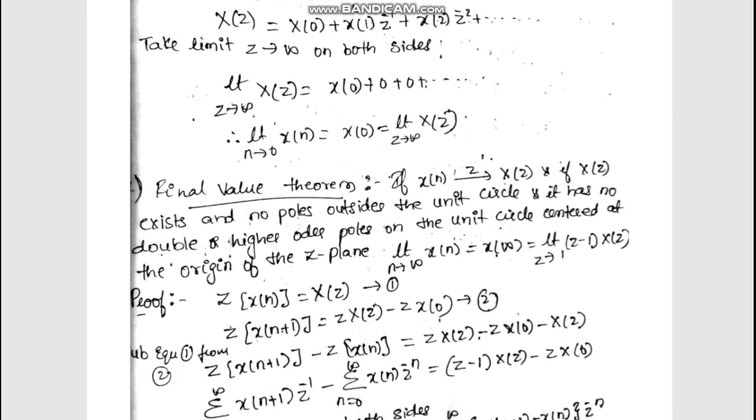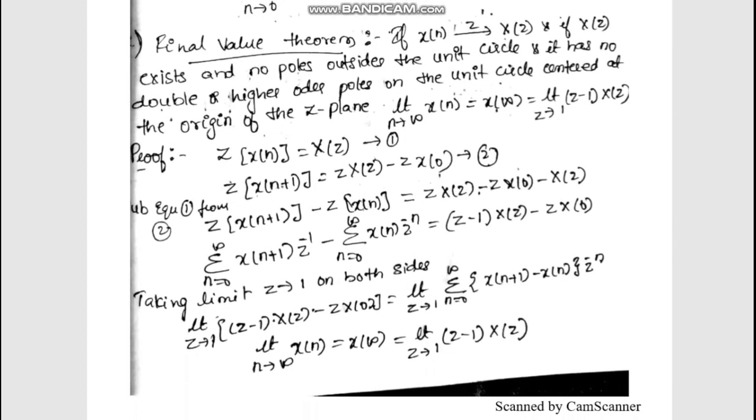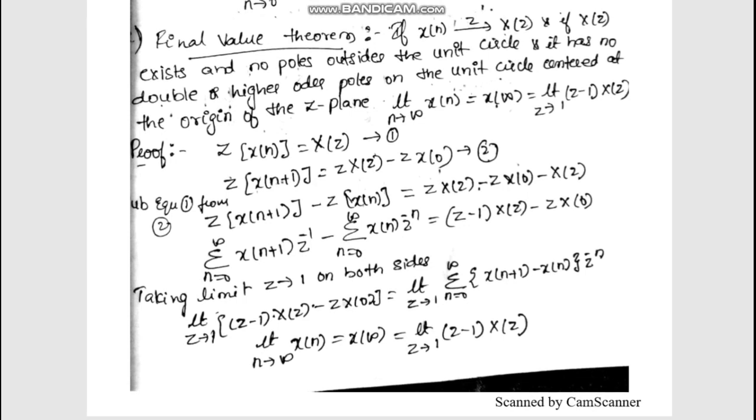The last one is your final value theorem. The same formula you can apply here. Put x of n plus 1 as the final value. Simplify it. Take the limits on both sides and simplify it, and hence your LHS is proved on the RHS. Thank you.